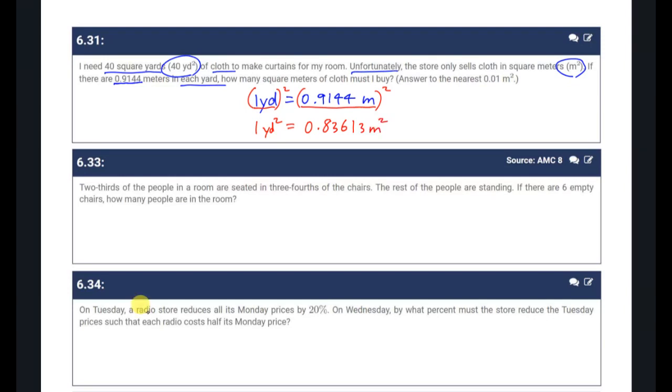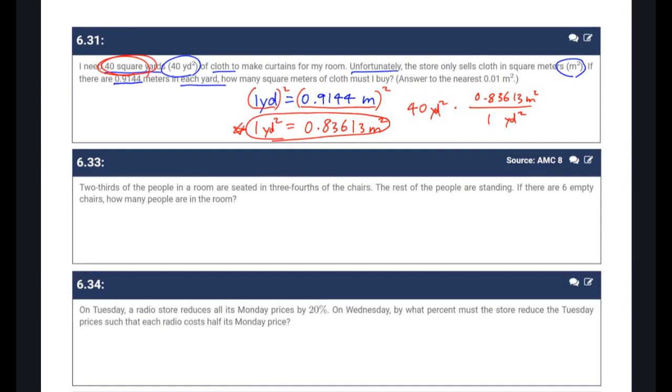So now I have the area ratio between yards and meters, right? I'm going to use this one to convert it. So how many square yards do we need? I need 40 square yards, right? And how am I going to convert that into square meters? Multiply by 1 again. So I'm going to put square yard on the bottom, which is 1 square yard equals 0.83613 square meter, by the way.